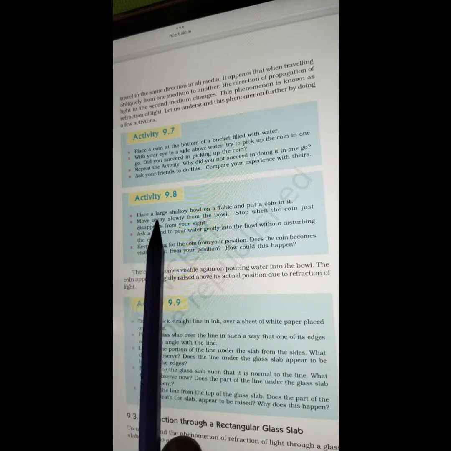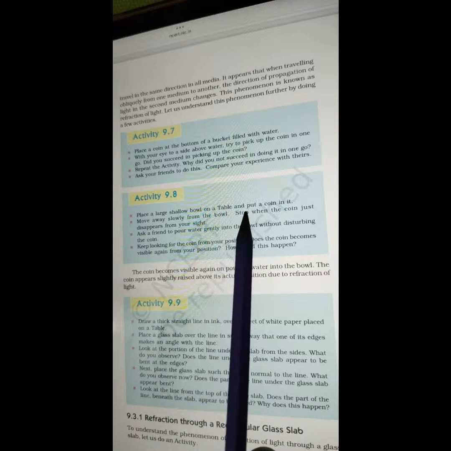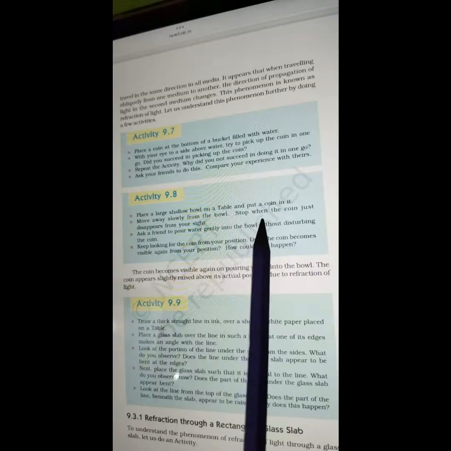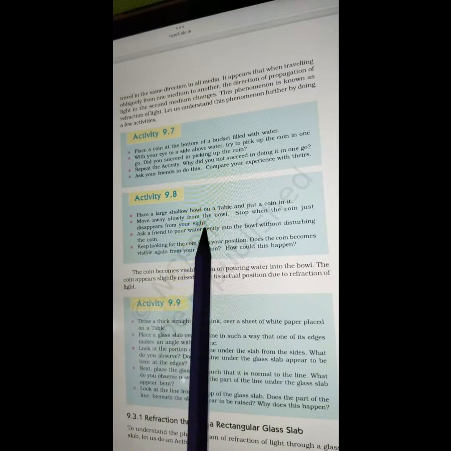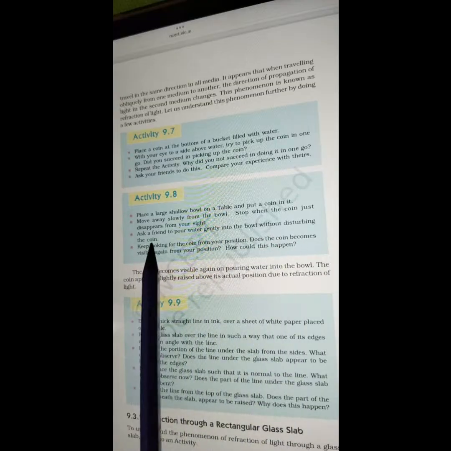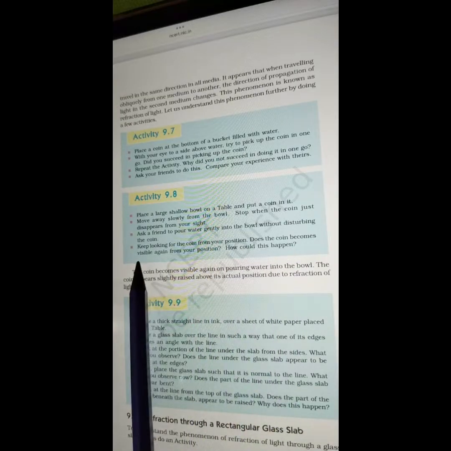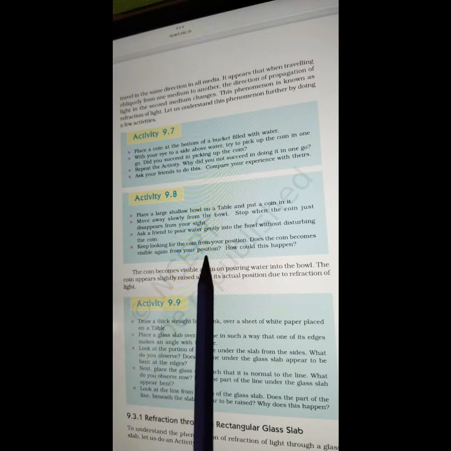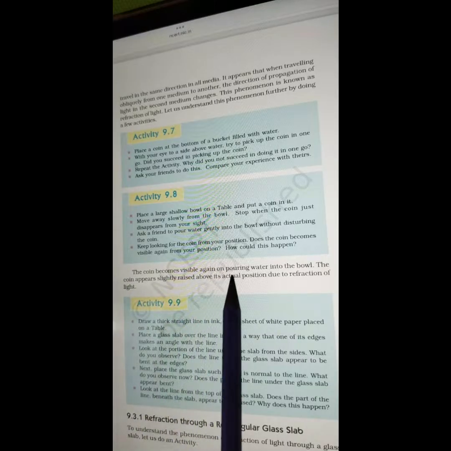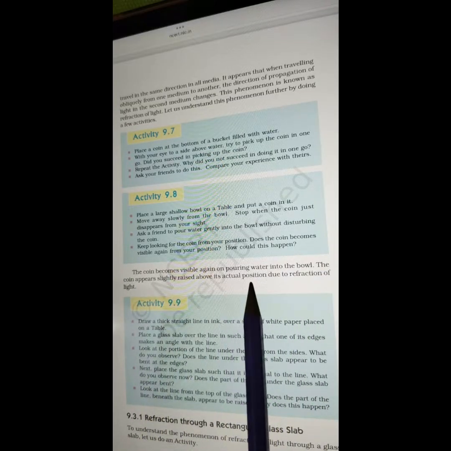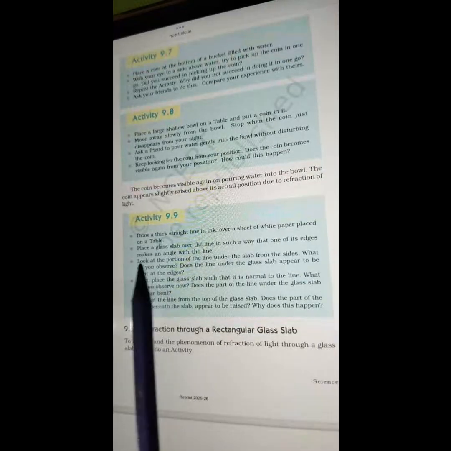Activity 9.8, place a large, shallow bowl on a table and put a coin in it. Move away slowly from the bowl. Stop when the coin just disappears from your sight. Ask a friend to pour water gently into the bowl without disturbing the coin. Keep looking for the coin from your position. Does the coin become visible again from your position? How could this happen? The coin becomes visible again on pouring water into the bowl. The coin appears slightly raised above its actual position due to refraction of light.